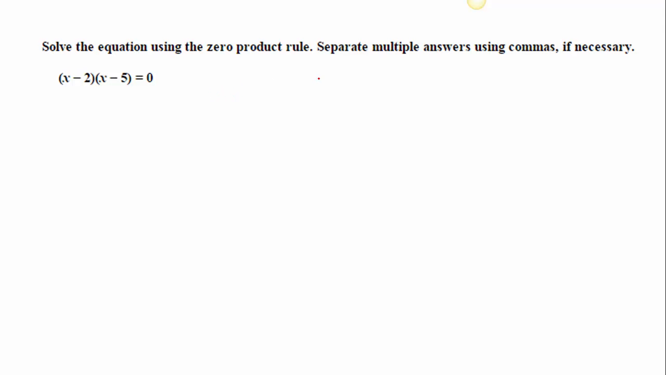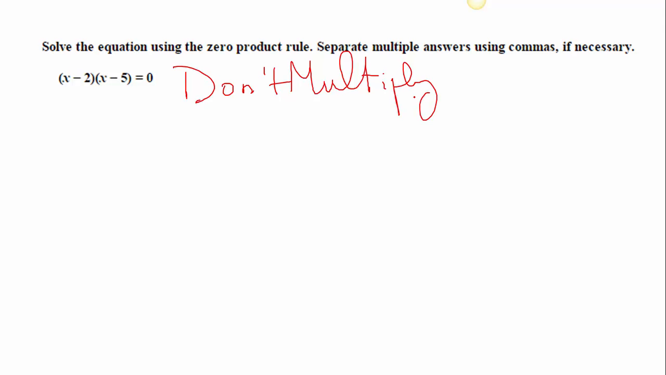Solve the equation using the zero product rule. So this is already factored. Please don't FOIL or multiply. Make sure you don't multiply here. It's already factored. Why would you multiply? You're going to use the zero product rule. What is the zero product rule? You equate each one to 0.